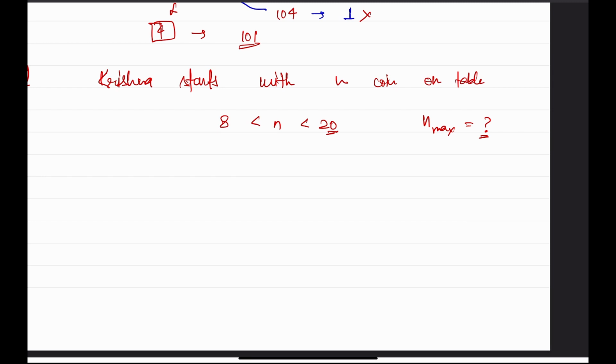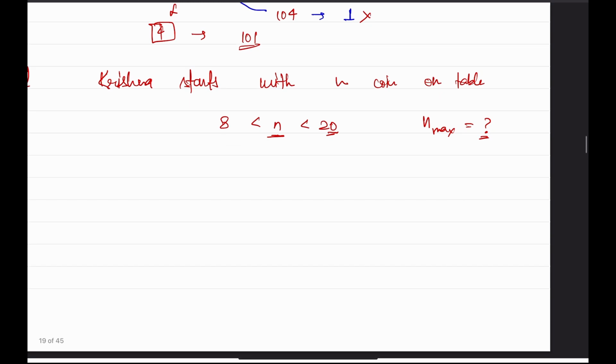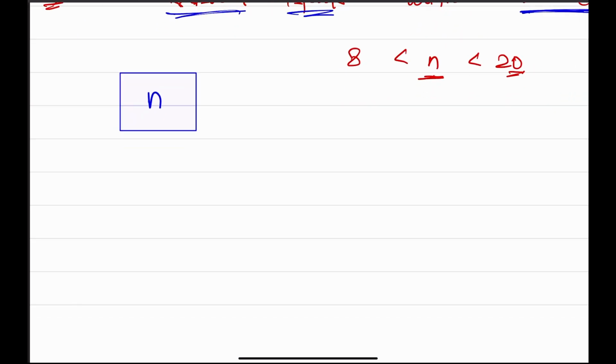Read nicely, this n is not this one, so don't get confused here. Because in the question it's already been said that Krishna starts the game with n coins. So this n is nothing but the number of coins, and we have been given the restriction that the number of coins is between 8 and 20. It cannot be 8. This is not less than or equal to, the question is only less than.